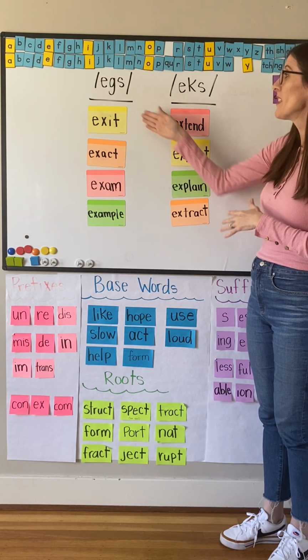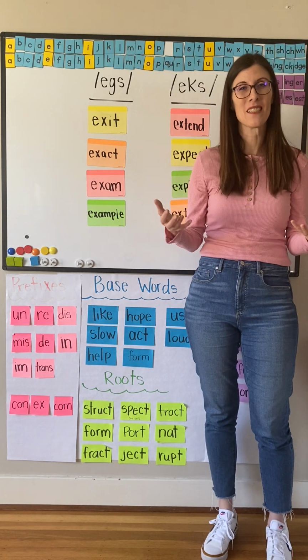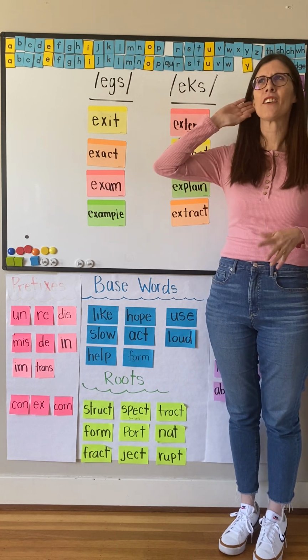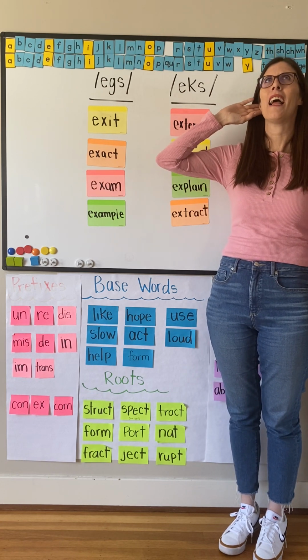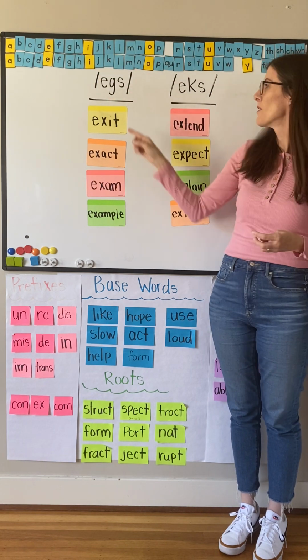So after doing this activity, we're going to reread all the words again, just for that repetition, and then we're going to work on spelling the words. And I'm going to remind my students, so if we do the word exam, I hear "eggs," exam, but I know we're not going to spell it like "eggs." We're going to spell it EX.